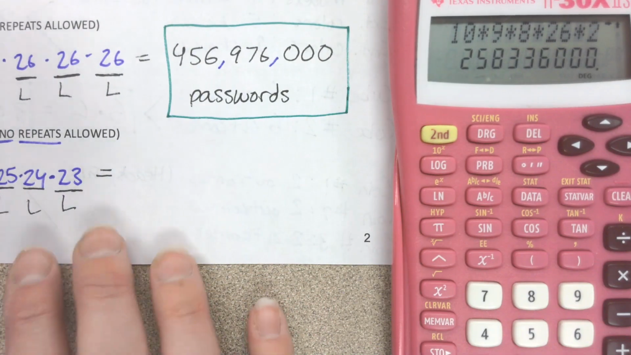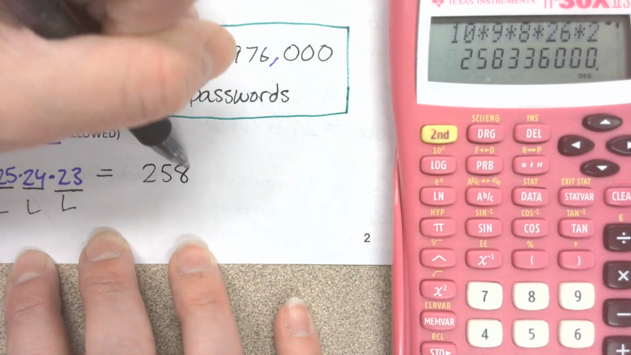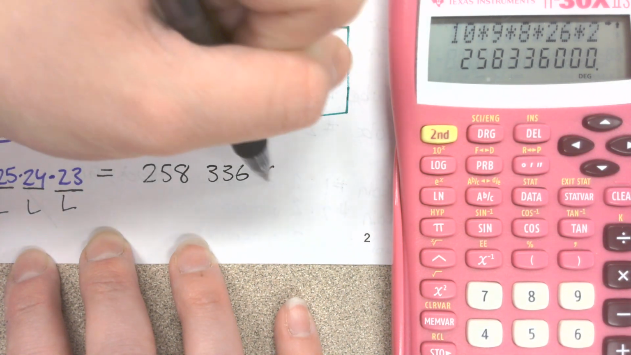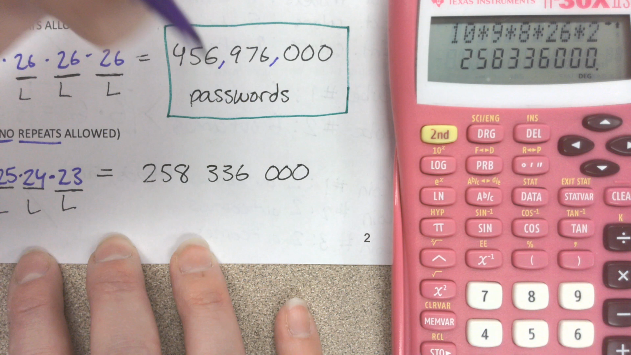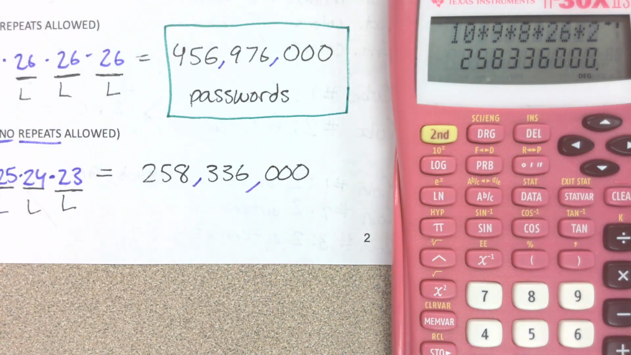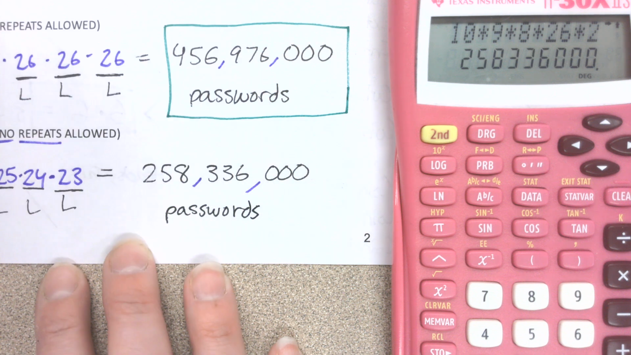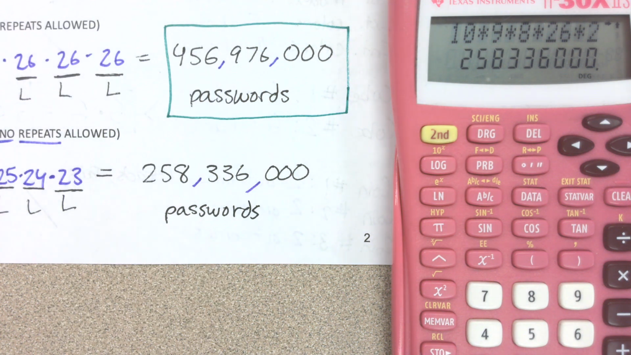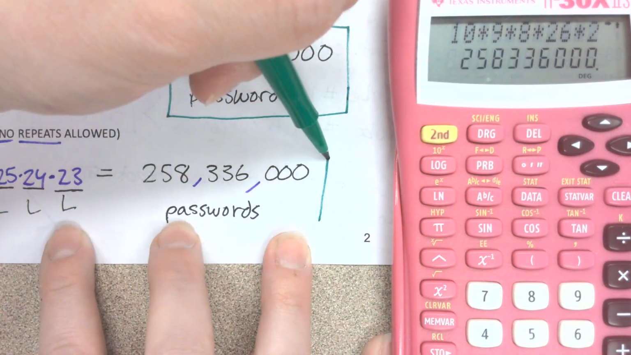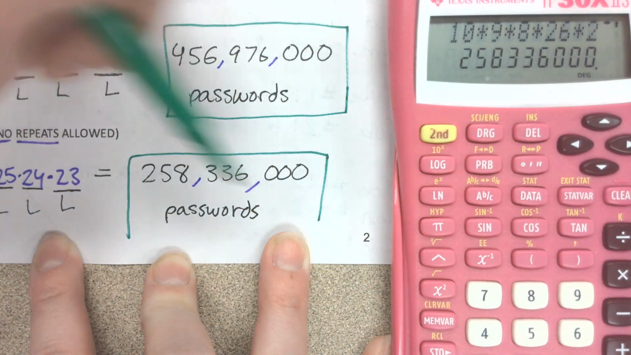This is what it came out with. 258336000. Again, every 3 numbers gets a comma if you choose to use the commas. That's how they work. 258,336,000 passwords, which is still a lot, but it's almost half as many as the first number I got, number 7. So that's a significant difference.